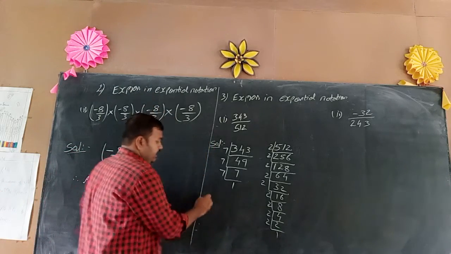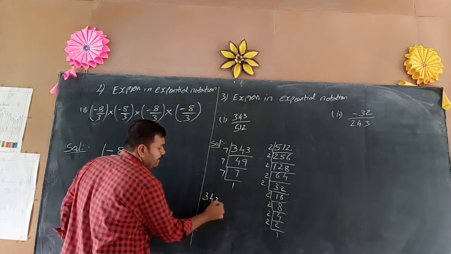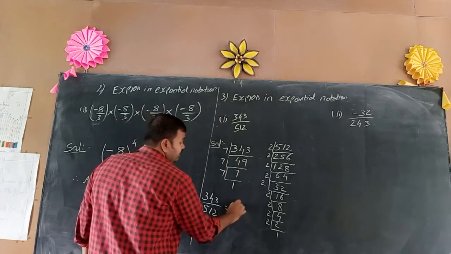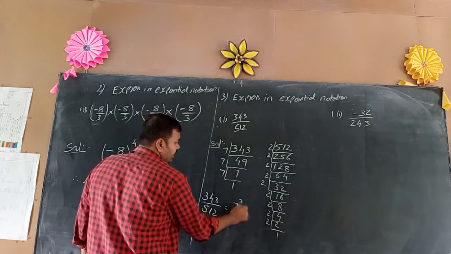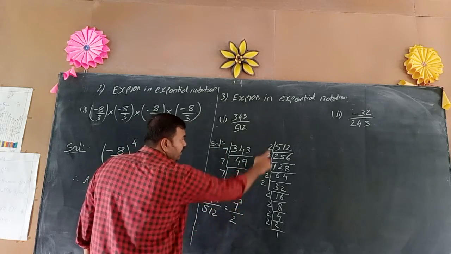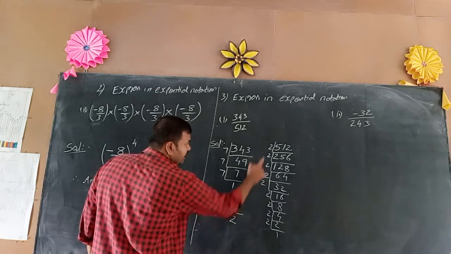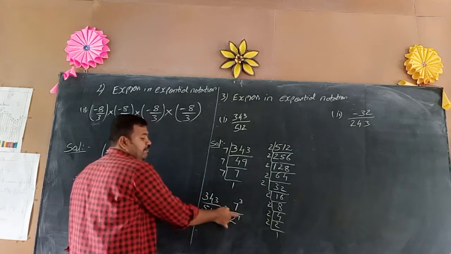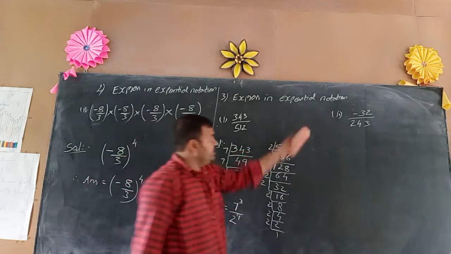Once again, this 343 by 512. 343 is 7 times 7, 1, 2, 3, so 3 times. 256, 512 is by 2 table. How many times? 9 times: 1, 2, 3, 4, 5, 6, 7, 8, 9. So 2 came 9 times, 7 came 3 times. Right, you know this sum here.